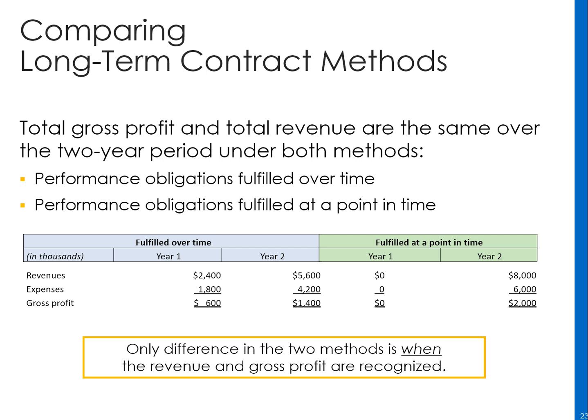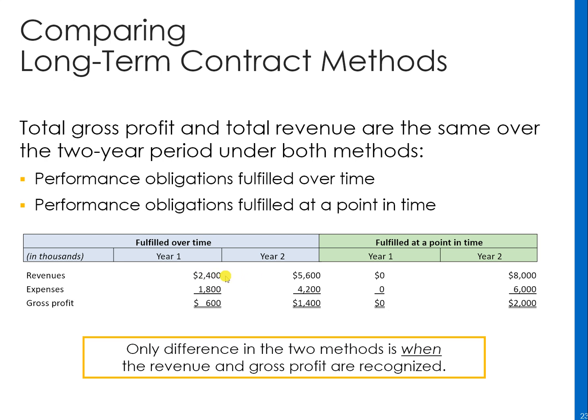Here we have comparisons between the 2 long-term contract methods. So overall, for 2 years, the results will be the same. The only difference is when the revenues and gross profit are recognized between these 2 methods. It is possible that in both contracts, the customer's payment schedule to the construction company will be the same. So it depends on how the customer pays.